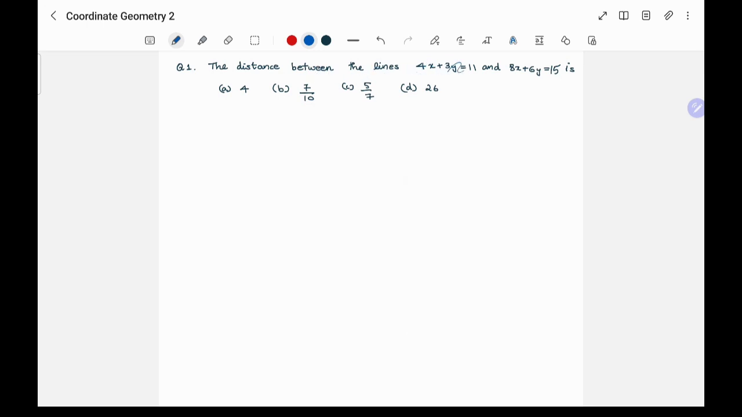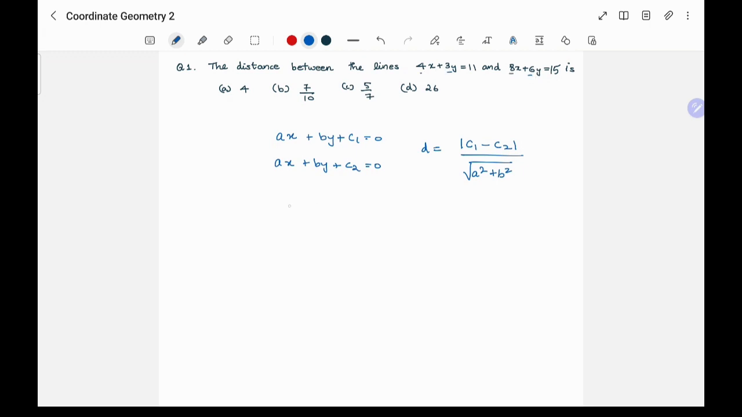The distance between the lines 4x plus 3y equal to 11 and 8x plus 6y equal to 15 is. So we know that for two lines ax plus by plus c1 equal to 0 and ax plus by plus c2 equal to 0, the distance between them is given by mod of c1 minus c2 divided by root of a square plus b square. But you can see these coefficients are different.